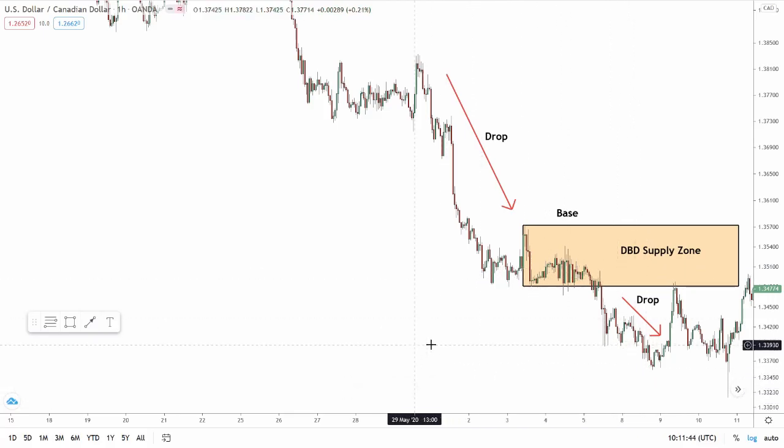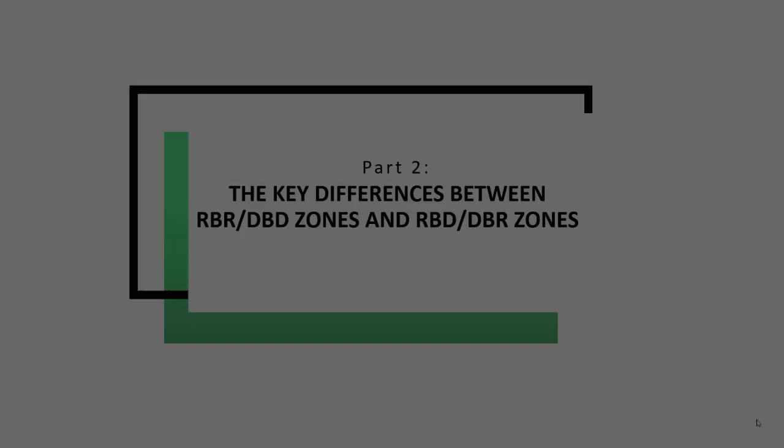Drop-based drop zones always form when price, which has been falling, bases or retraces slightly for a while before falling again, creating a supply zone.